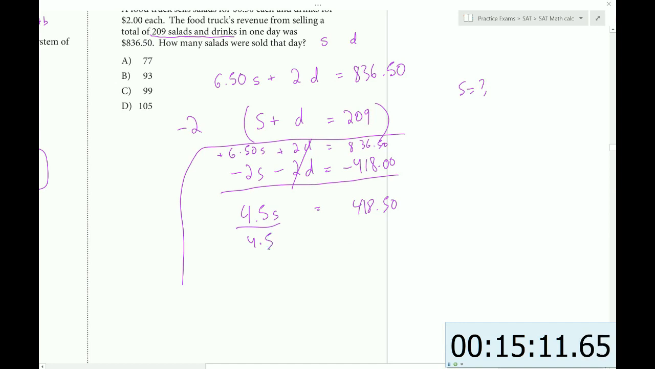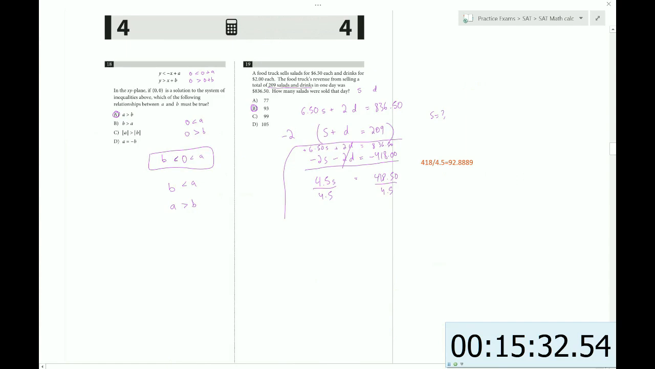Now here's a good chance to use our calculator. We divide this by 4.5. So we do 418 divided by 4.5. And we get 92, so it's about 93. And I left out the 50 cents, that's why it's not perfectly accurate. Okay.